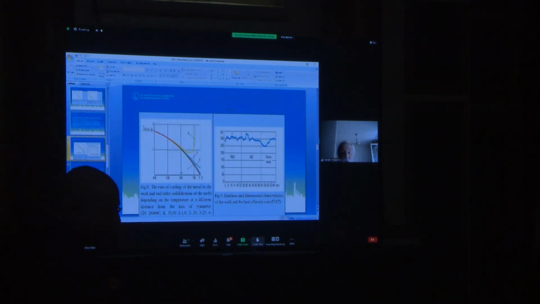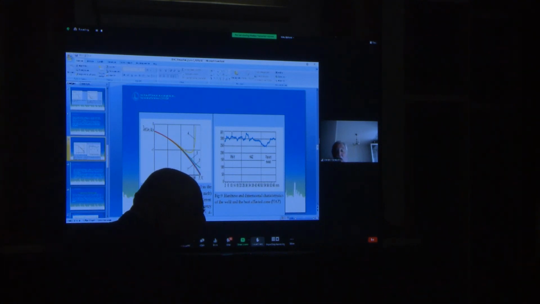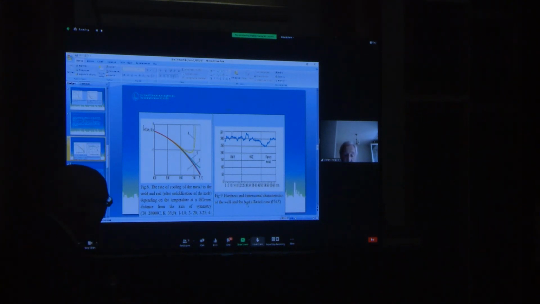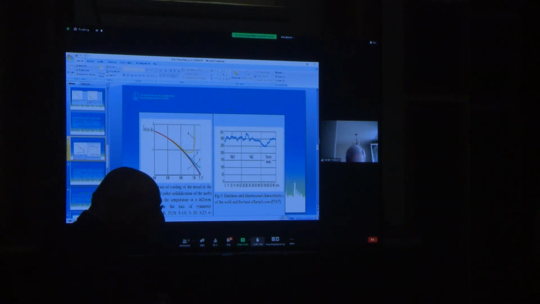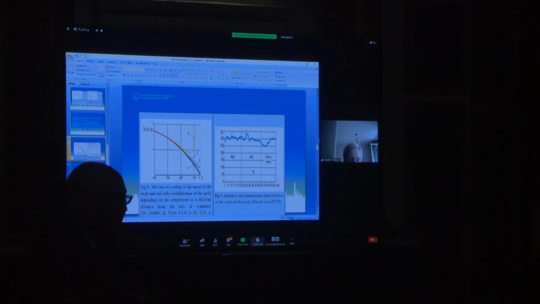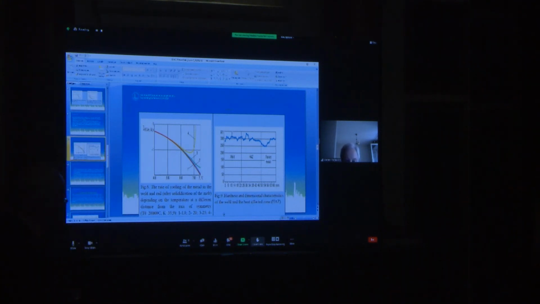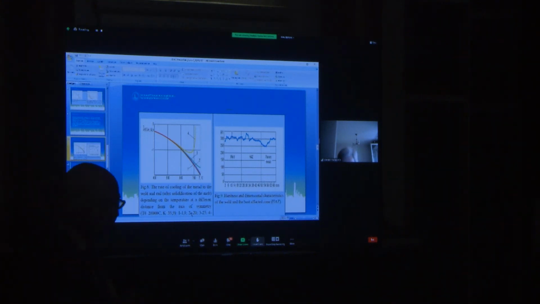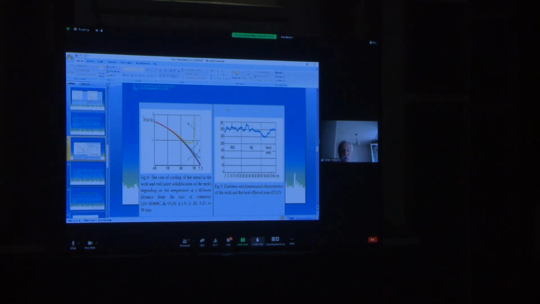The next picture shows the rate of cooling of the metal in the weld and rail after solidification of the melt, depending on the temperature, at a different distance from the axis of symmetry. Initial temperature 2800 Celsius, K 35.9. Curve 1 is 1 second, 2 is 20 seconds, 3 is 25, 4 is 30 millimeters.